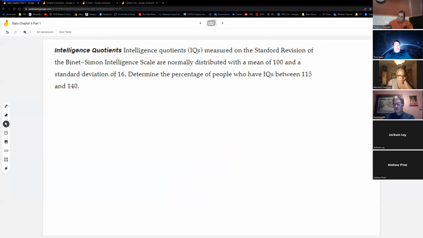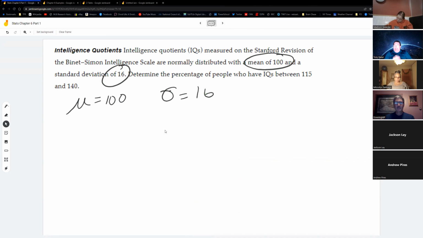Let's use it. So the number one thing that everybody always thinks about when they look at a normal curve is IQs, which is actually one of the first places this was used and seen. So for IQs, the scale is typically done with a mean of 100 and a standard deviation of 16. Remember, those are the two numbers they have to give you. If they do not give you those two numbers, you either have to be able to calculate them or you can't do the problem. So we've got those two numbers. Next they want to know what percentage of people are between 115 and 140. So my A is 115 and my B is 140.